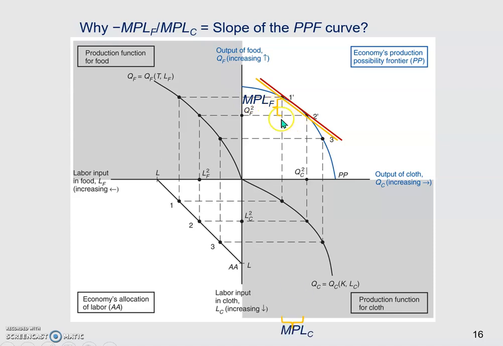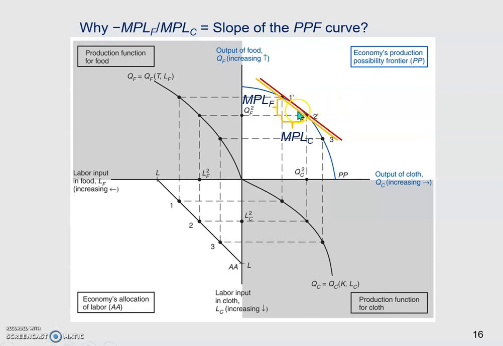Now, the horizontal distance here, from this point all the way to point 2, would just be the marginal product of labor in cloth. Again, similarly, when we move from 1 to 2, we get more labor joining the cloth production. So this is how much more cloth we can produce because of that teeny tiny movement of labor between the two sectors.